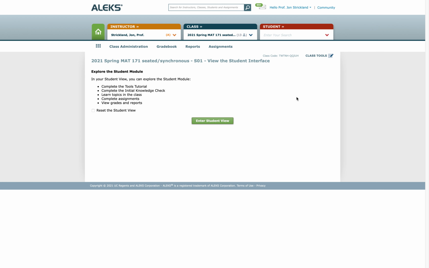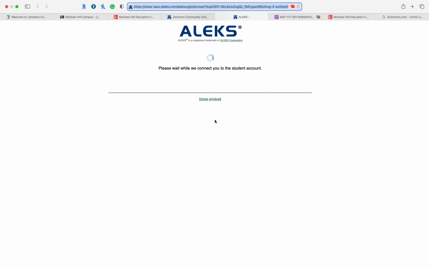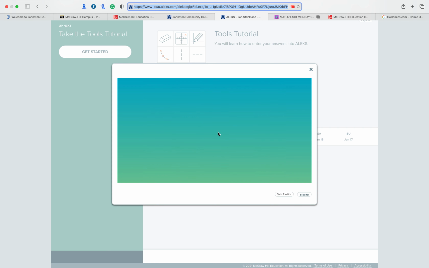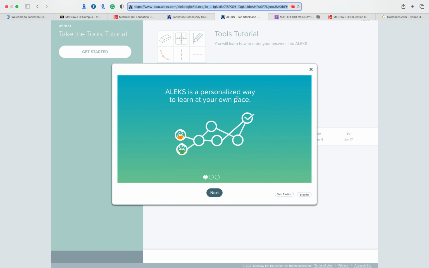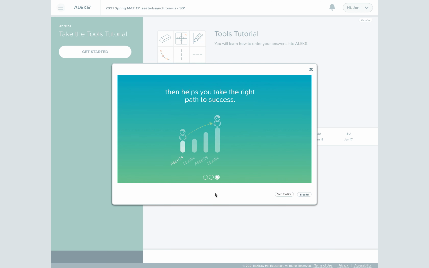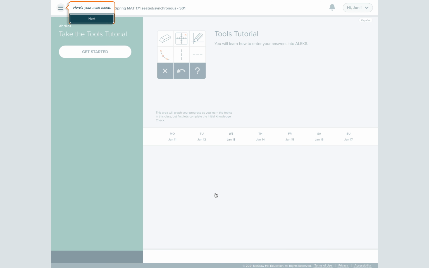Now, to give you an idea of what to anticipate if you are going into Alex for the first time, what we'll do here is enter the student view. You're going to have a tools tutorial, just giving an introduction. Let's get started. It has your main menu, and I'm going to get into that in just a moment.